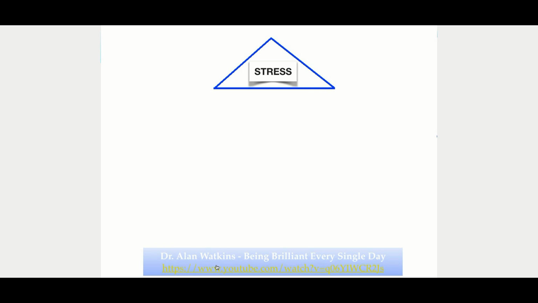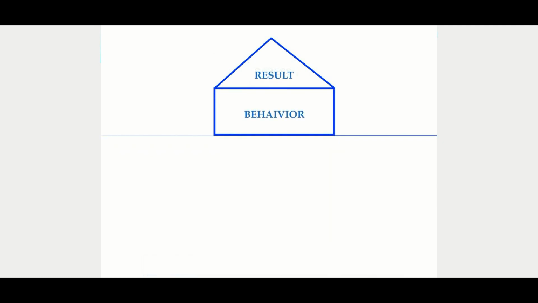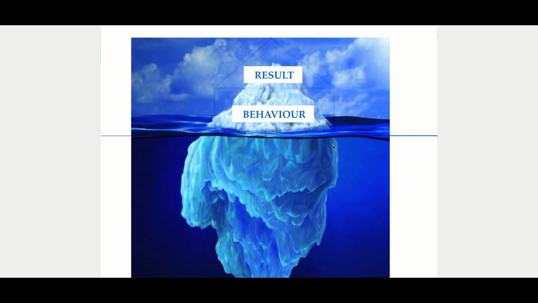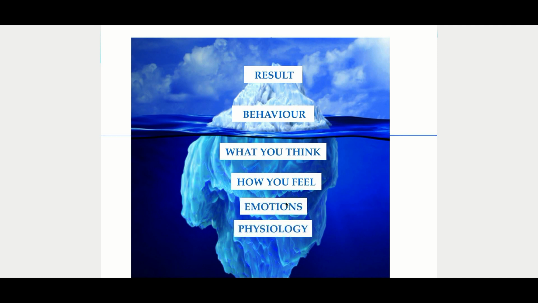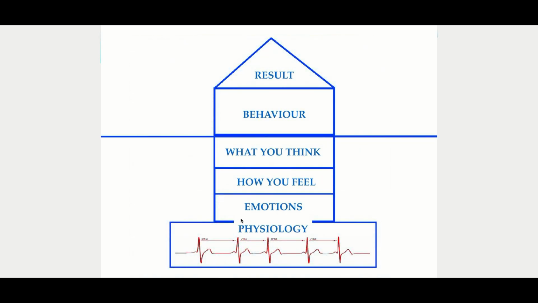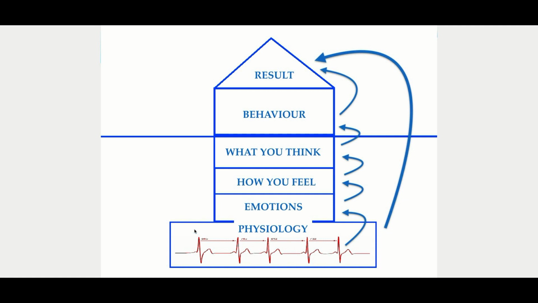So this is a beautiful link on YouTube, which is done by Dr. Alan Watkins, and I've made a little summary here, just explaining how the whole body is working. So if you want to have an impact on your stress, you have to change your behavior. So if you want to have a result, you would like to change your behavior, but this is the visible part of the iceberg, because your behavior is related to what you think. What you think is related to how you feel. How you feel is related to your emotions, and your emotions are related to physiology. So now, if you make some modification on your physiology, you will go up and you will get a result.